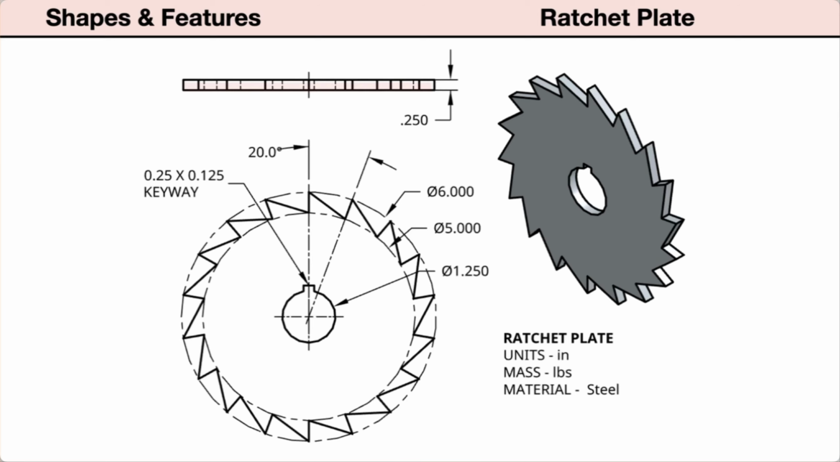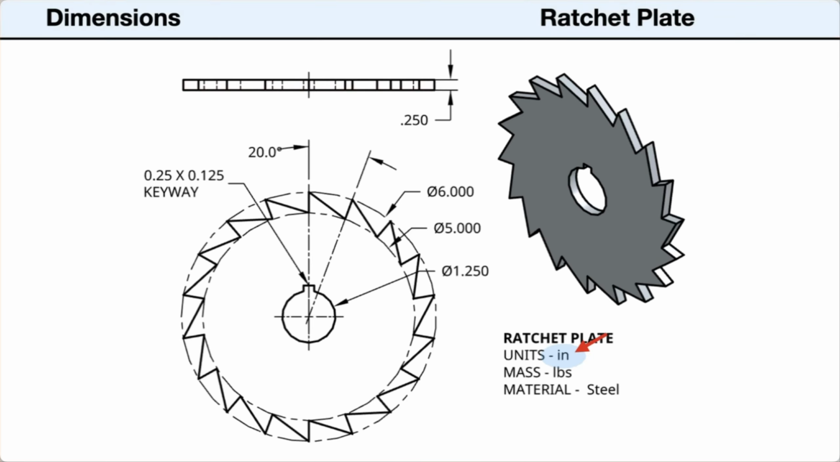Next, we'll look at the dimensions and notes. First, the dimensions are in decimal inches. The size of the teeth are defined by the diameters of 2 circles. The outer circle has a diameter of 6 inches. The inner circle a diameter of 5 inches. The length of the tooth is defined by the distance along the circular edge equal to 20 degrees.